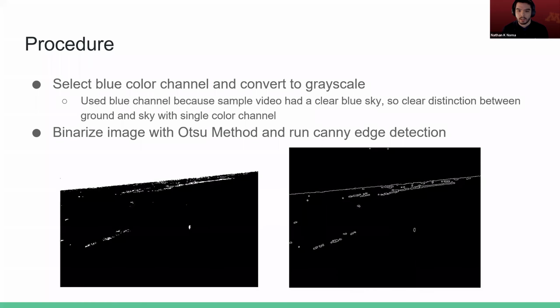Then we would run Canny edge detection, which essentially looks at the binary image and detects the boundaries between the dark and light regions in the image. So you see on the right, you can tell a pretty obvious horizon line because of that straight line that runs the entire width of the image.